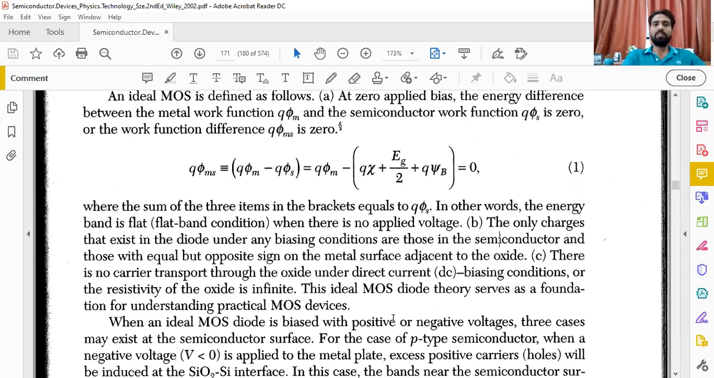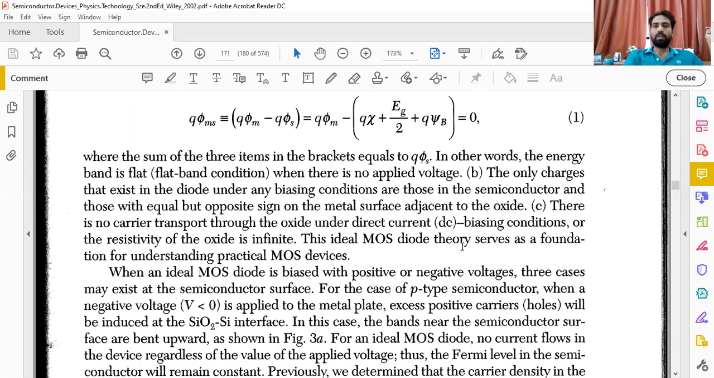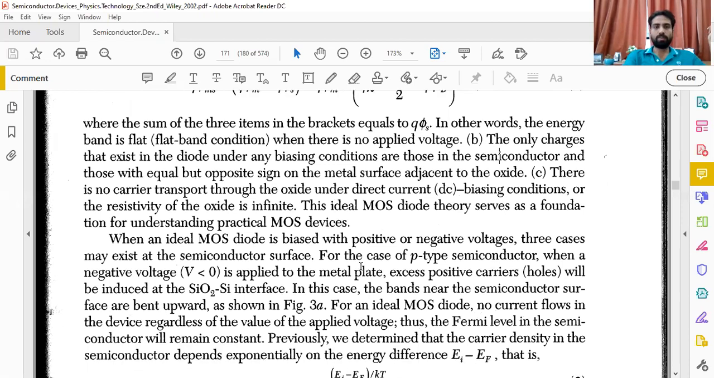So there is no carrier transport through the oxide under the current biasing situation, because we are not providing any voltage, and the resistivity of the oxide is infinite. It is not allowing movement of any charge from semiconductor to metal or metal to semiconductor. So that's why we say the silicon dioxide has infinite resistance, because where there is no current, we can say infinite resistance. This ideal MOS diode theory serves as a foundation for understanding the practical MOS. So first of all, we have just taken this ideal theory.